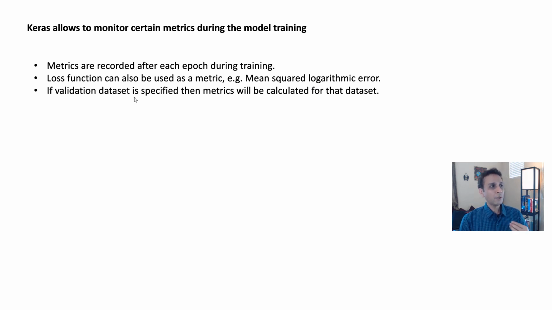Now if you use a validation data set, for example, if you have a training data set and a validation data set, then whatever the metric, like accuracy, for example, can be calculated for both of these. So you can see, are you overfitting? Because if the accuracy is very high for your training data set but low for validation, that means you're overfitting your model. So then you can take appropriate actions.